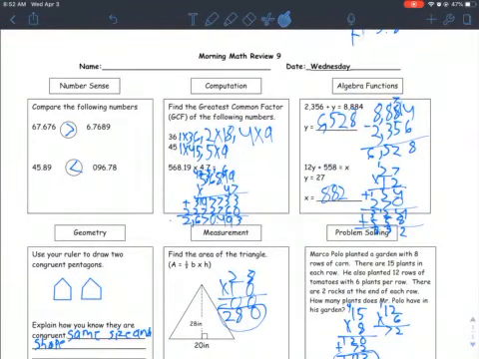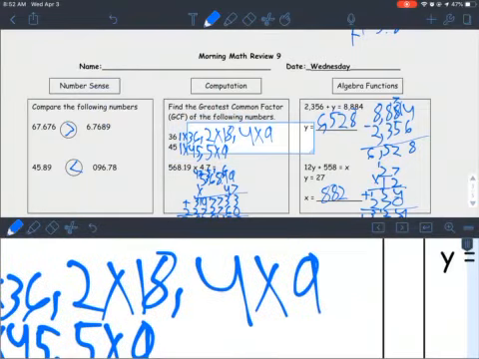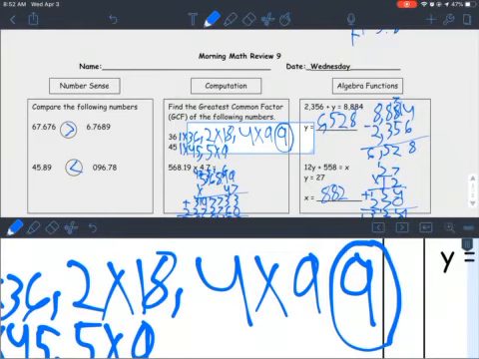Sergio, what number? 3. We got the GCF, greatest common factor of 36 and 45, sir. 9. Okay, 9 goes into 36 4 times, 9 goes into 45 5 times. Okay, Sergio, sign your name.